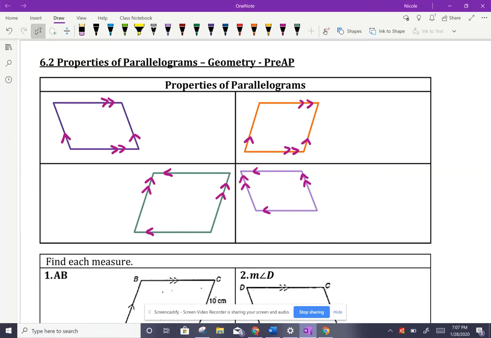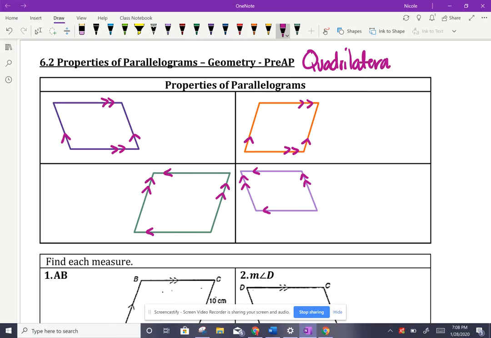Okay, guys, we are going to look at 6.2 properties of parallelograms. It's about my third time trying to record this video, but things kept crashing and not recording right, so fingers crossed for this one.